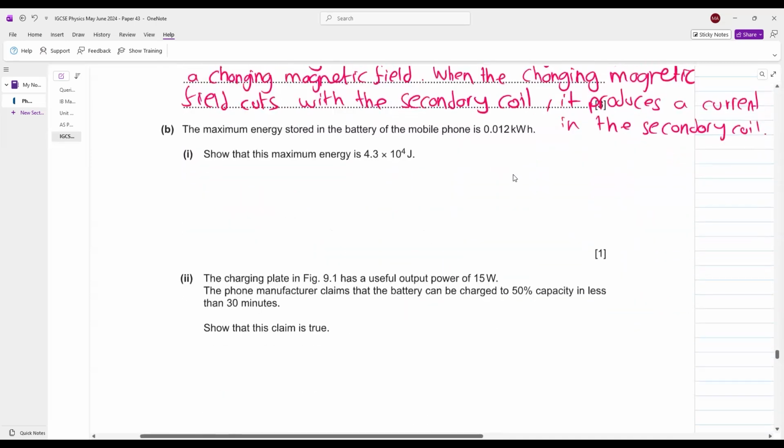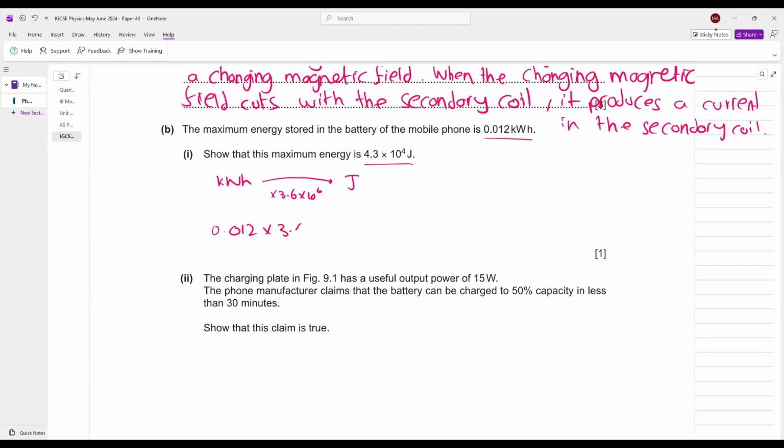The maximum energy stored in the battery is this. Show that the maximum energy is this. You have to convert kilowatt hours into joules. Please, please, please, for the love of God, remember this conversion. Whenever you have to convert kilowatt hours into joules, आप क्या करते हो? 3.6 into 10 is the power of 6 से multiply करते हो.